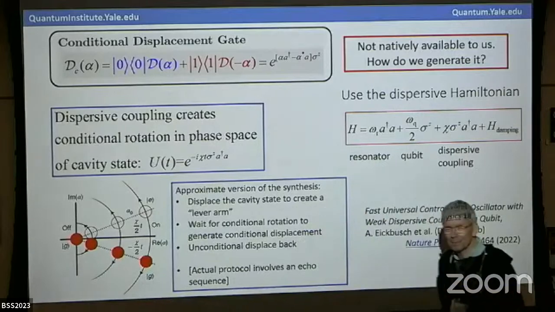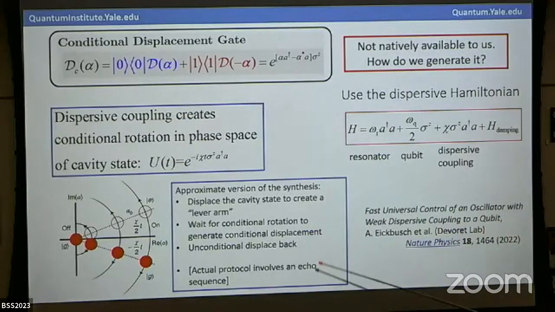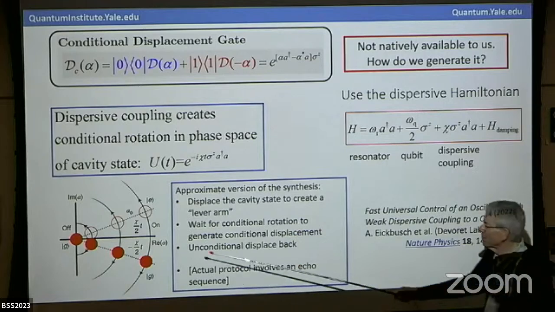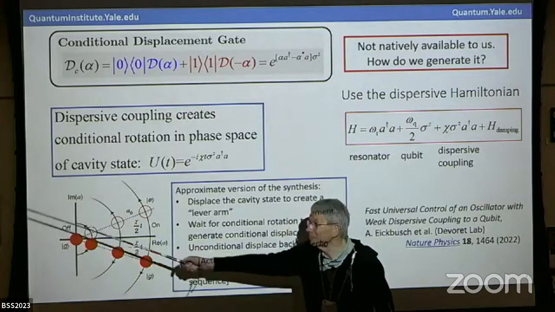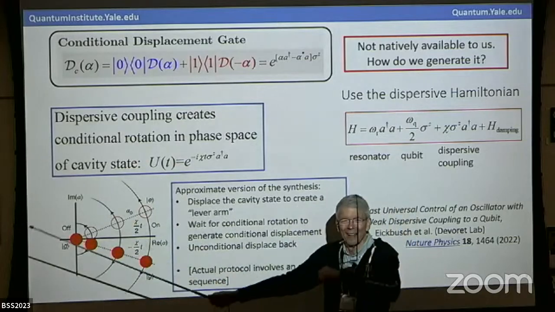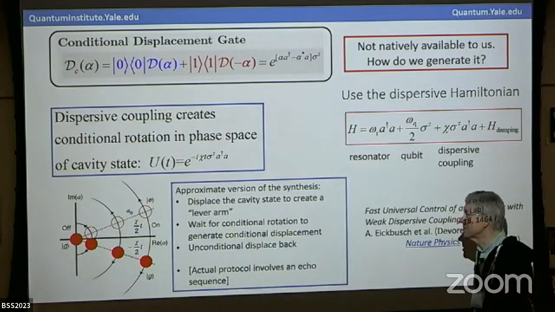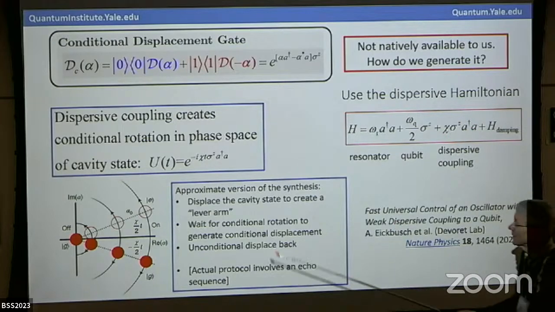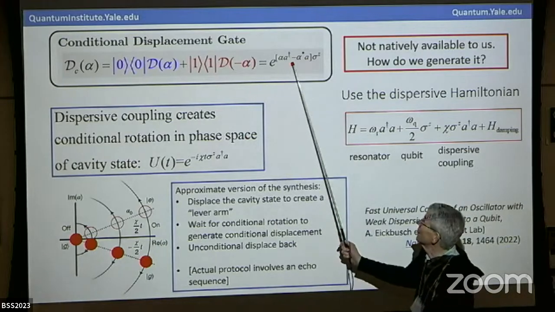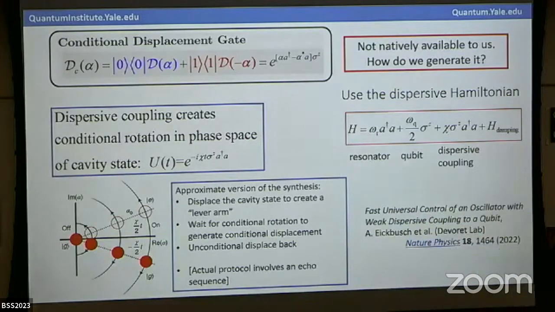Well, that turns out not to be exactly right. There's an additional step where you flip the sign of the qubit and flip the sign of the displacement and kind of put an echo sequence in the middle. And it echoes out the undesired parts of the rotation and turns it completely into this controlled displacement. But the details are in the supplement of this paper, but I won't go into them here.